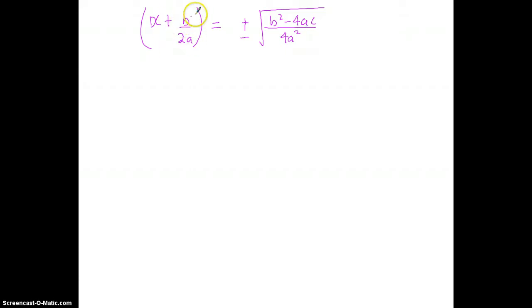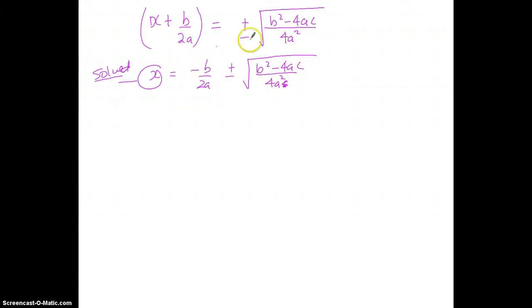Okay, just about there. Now let's just subtract this from both sides. I've got x equals minus b over 2a plus or minus the square root of b squared minus 4ac over 4a squared. So what we've now done, we have solved the equation. It is solved. We're done. We are just going to neaten up this formula a little bit now and have a look at the different ways that you may see it written.